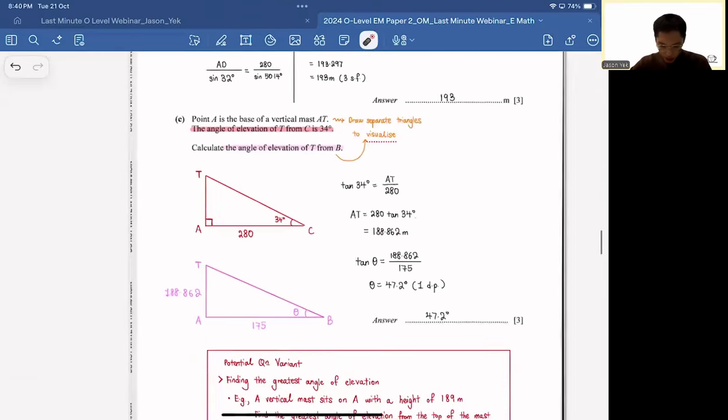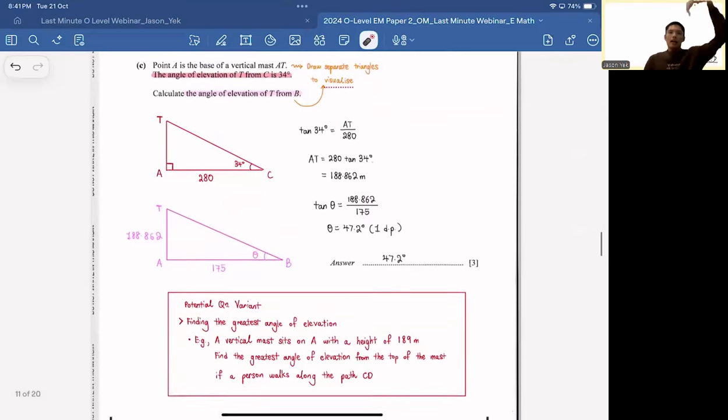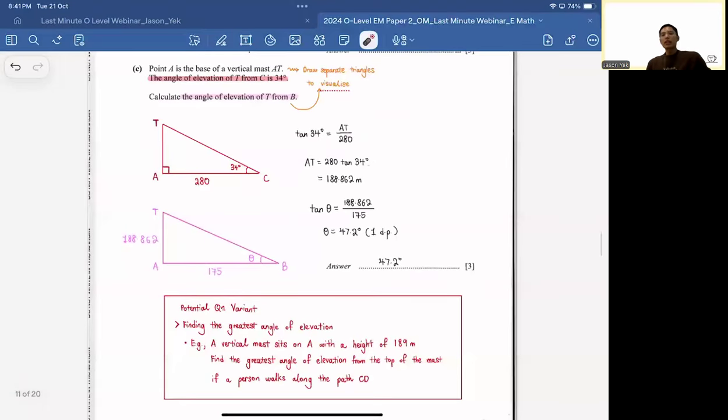Now, for the last one, the tendency for such questions when you're finding the angle of elevation of T from B, all right? I don't know why, but when you all tackle such questions, you like to draw in such a way that you mix up the diagram. What do I mean? Angle of elevation of T from C is 34 degrees. So what will you all do?